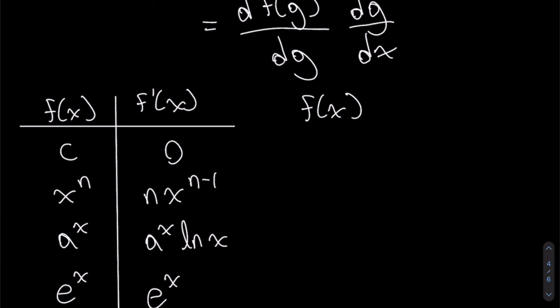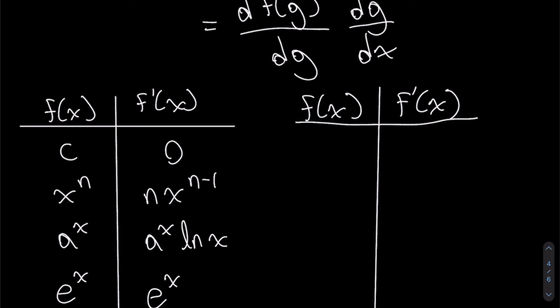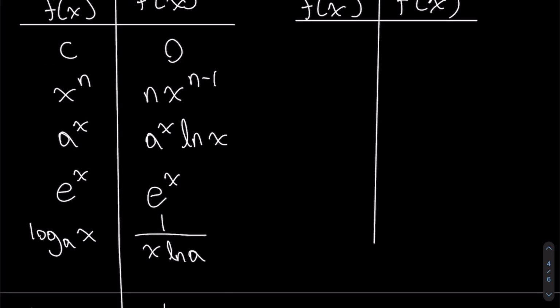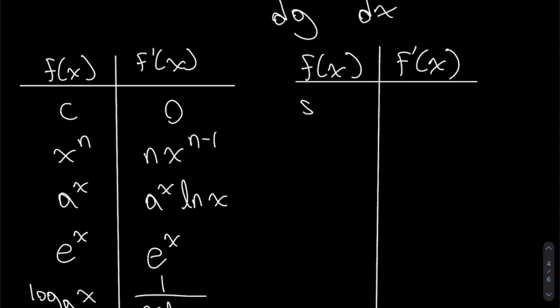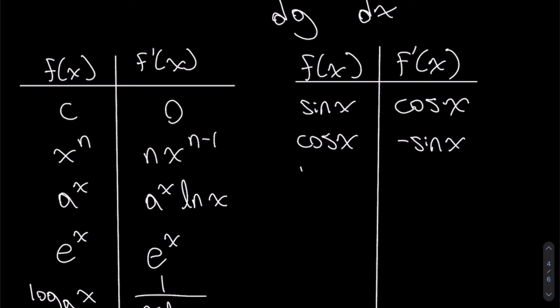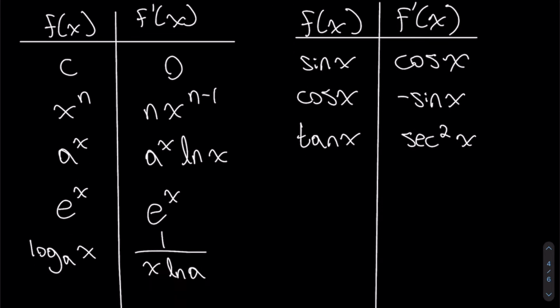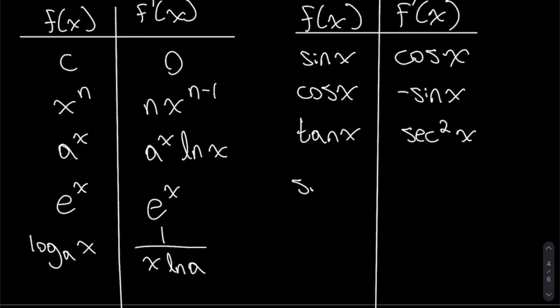Now I'm going to write another column here where I'm going to do a bunch of trig functions, because there's several of them, and I'm not even going to write them all. I'm just going to do the 3 main trig functions and their inverses. So if I have sine of x, the derivative is cos of x. If I have cos of x, the derivative is negative sine of x. If I have tan x, the derivative is secant squared of x. If I have the inverse of sine, sine to the negative 1 of x, the derivative is 1 over square root of 1 minus x squared.